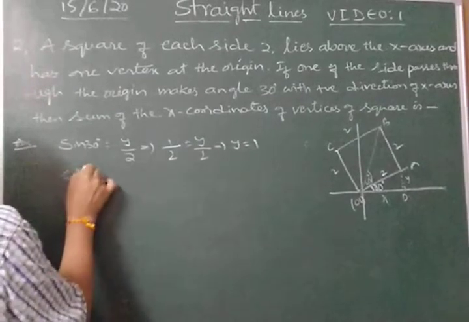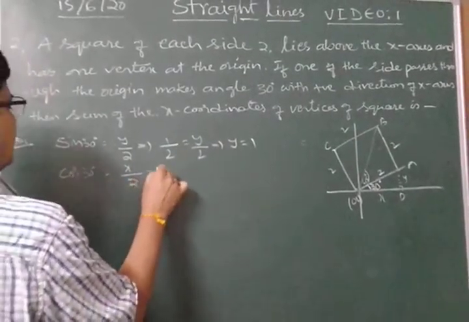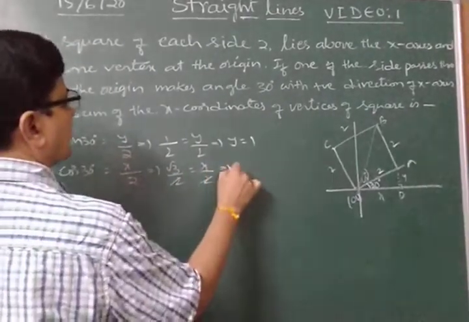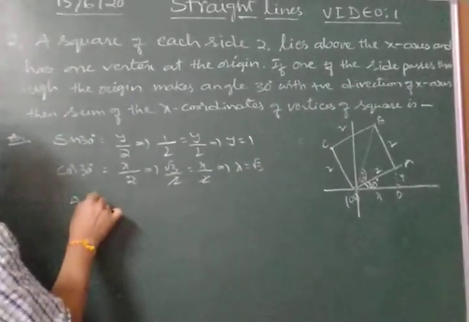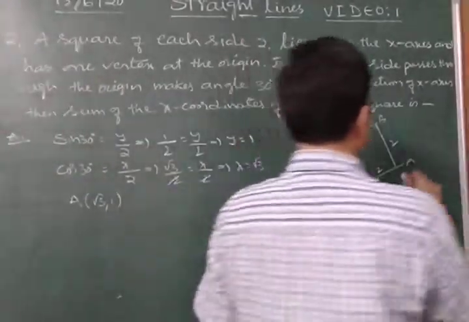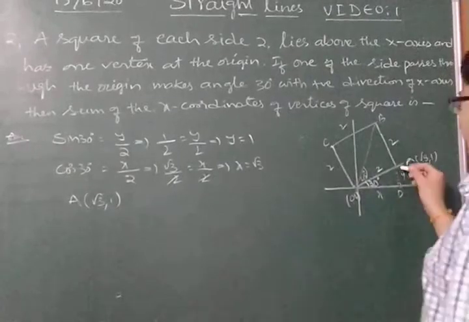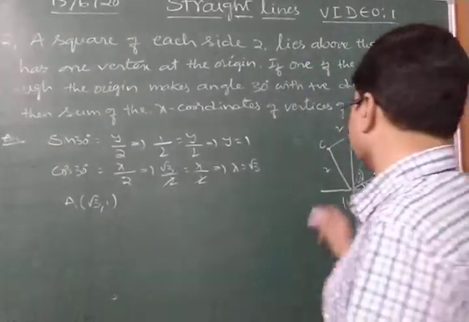And cos 30 degrees is equal to the adjacent side x by 2. That implies root 3 by 2 is equal to x by 2. That implies x is equal to root 3. Now the vertex A is (root 3, 1). So this is root 3 comma 1. And this is the other vertex, C.